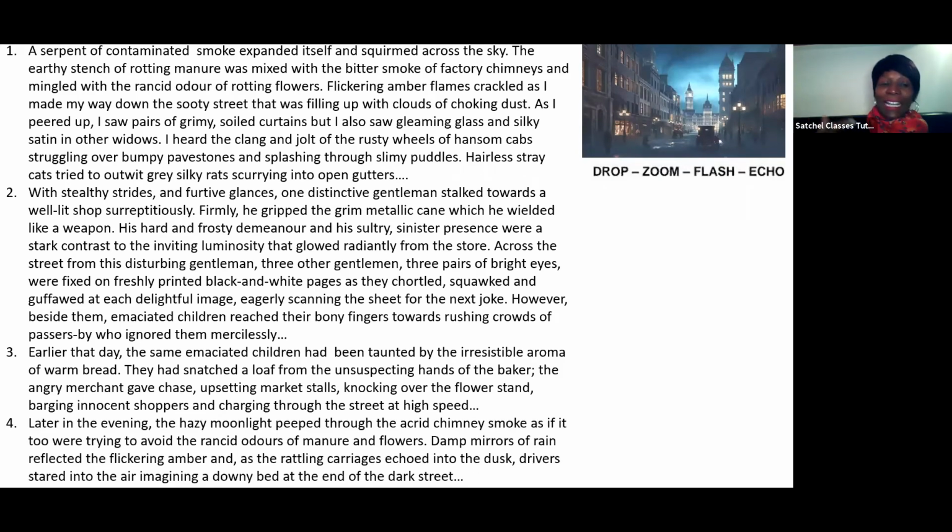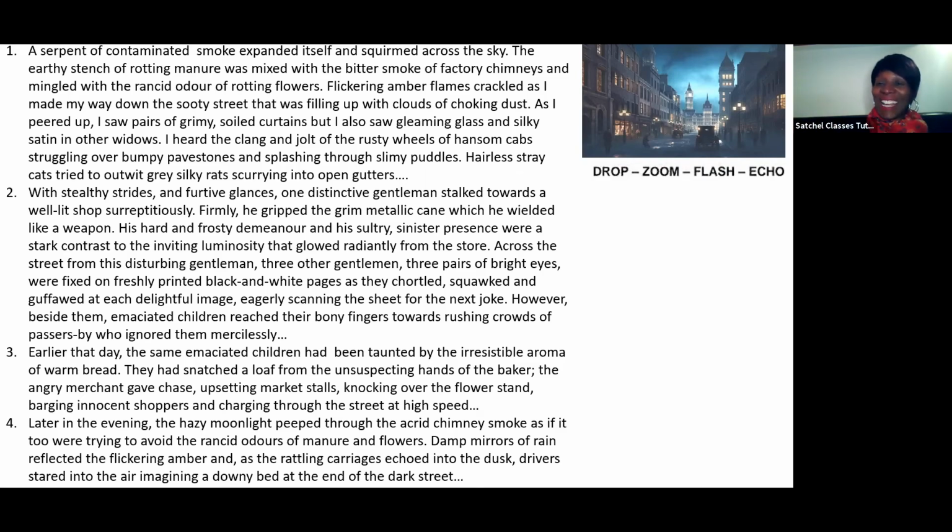And then finally, later in the evening, the hazy moonlight peeped through the acrid chimney smoke, as if it too were trying to avoid the rancid odour of manure and flowers. Damp mirrors of rain reflected the flickering amber, and as the rattling carriages echoed into the dusk, drivers stared into the air, imagining a downy bed at the end of the dark street.